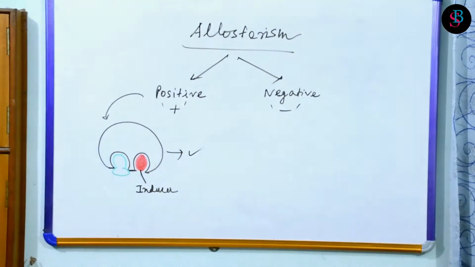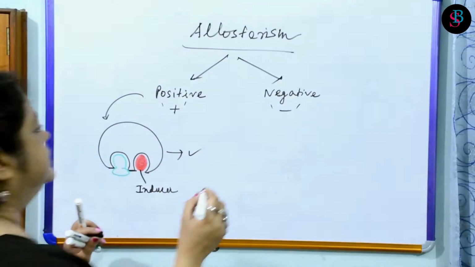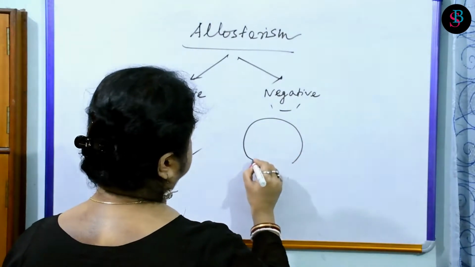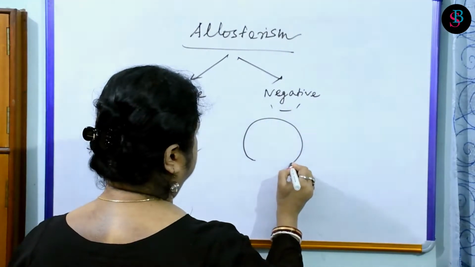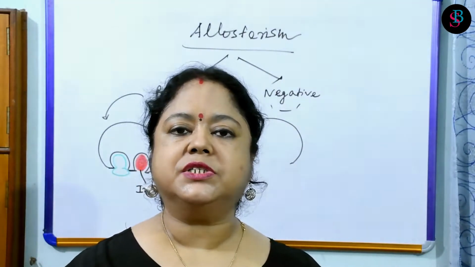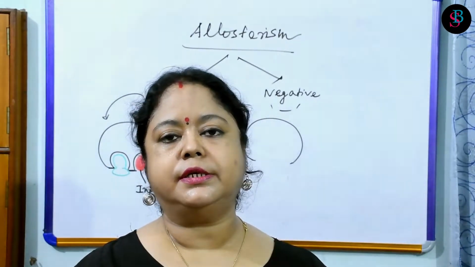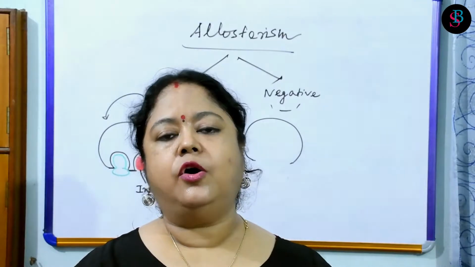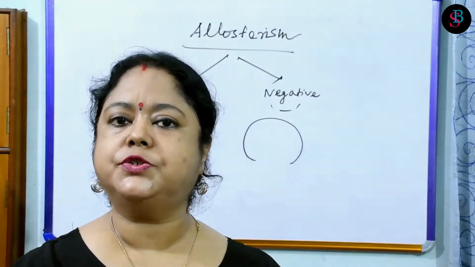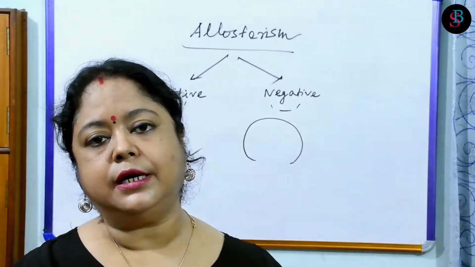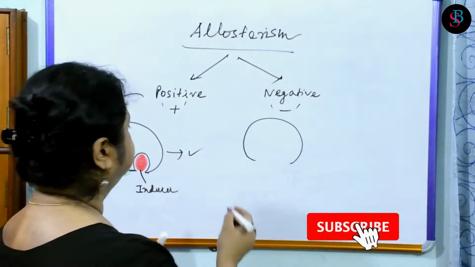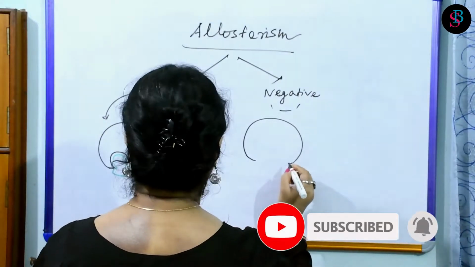Okay? And in case of the negative allosterism, the structure of the... suppose the tryptophan formation is taking place when the concentration of the tryptophan will be more in the cell, which might affect the cell or make the toxicity in the cell, then tryptophan itself will off the switch of the enzyme action, and this is known as the negative allosterism or feedback inhibition. How it will act?